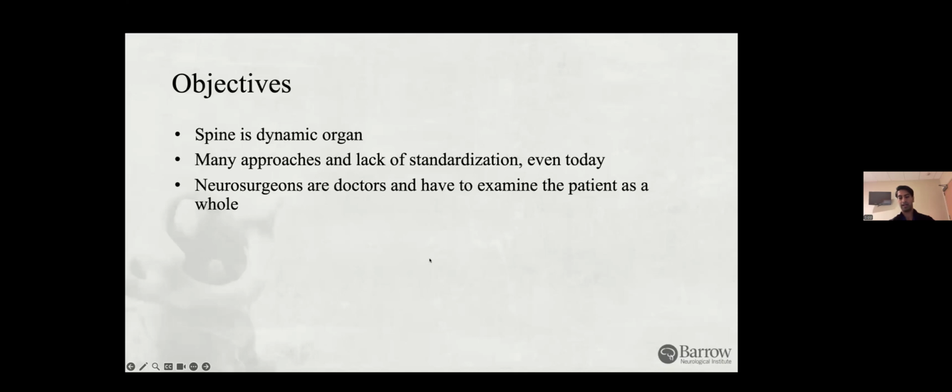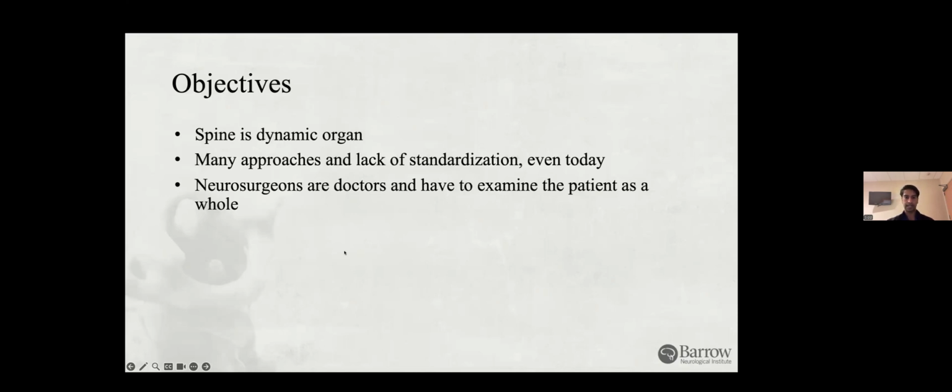Spine surgery interacts with the rest of the organs as well. And as I'll get into, a lot of these deformities can be adjacent to other syndromes that involve other organ systems. So we don't exist in silos. It's a team approach. And it's just always a good reminder.